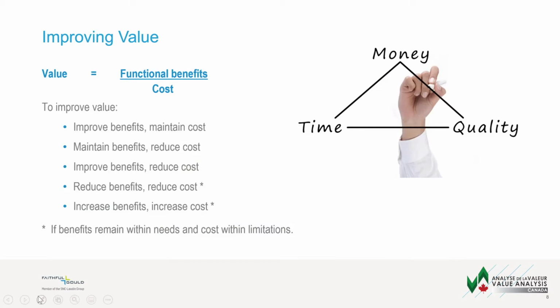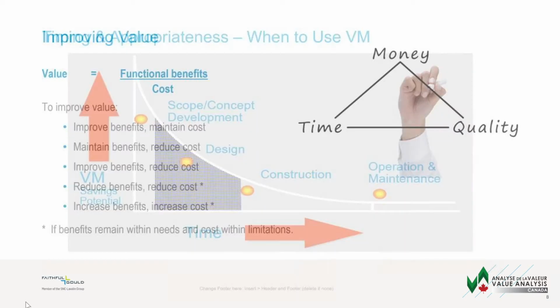Again, the simpler version is functional benefits over cost. We can improve the benefits and maintain the cost, or we could maintain the benefits and reduce the cost. We can also sometimes improve the benefits and reduce costs. And sometimes we even reduce the benefits and therefore reduce costs if the benefits remain within the needs of the project and the cost stays within the limitations. And on the other hand, we can also increase benefits and increase the cost if that benefit is worth the extra cost. So these are all things that we look at when we're doing value management.